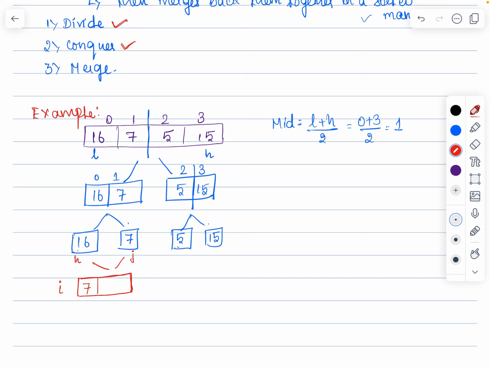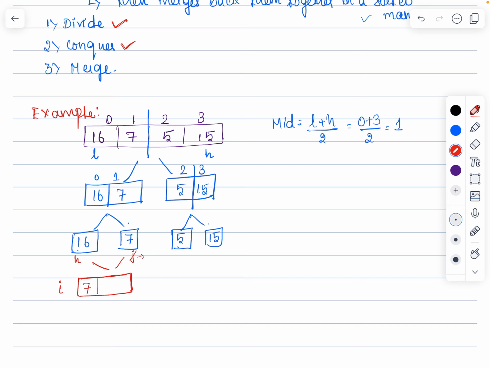Once we have written 7, we are supposed to increment our J pointer. Why? Because we wrote the new value from the J array. But unfortunately there is no more element in the J array, so the J value cannot be incremented. It ends here, which means the J array is completely over.